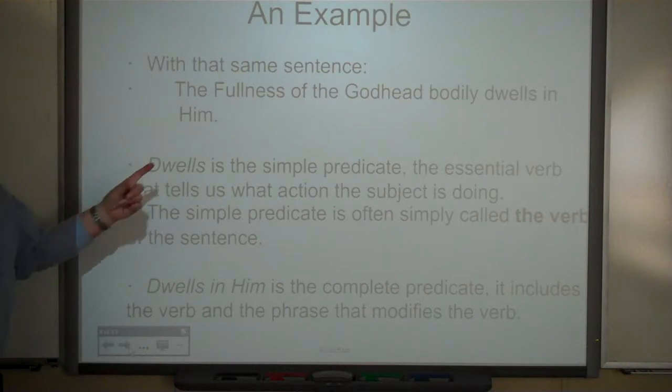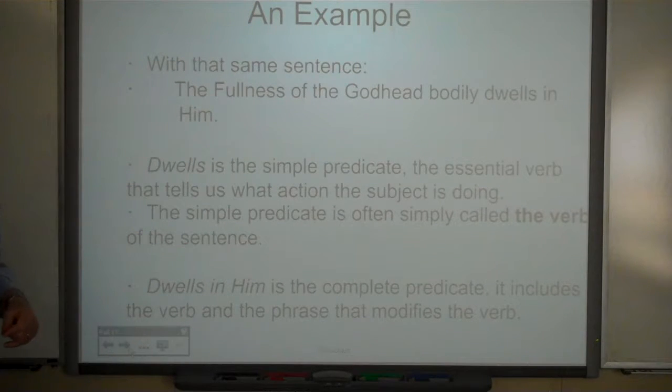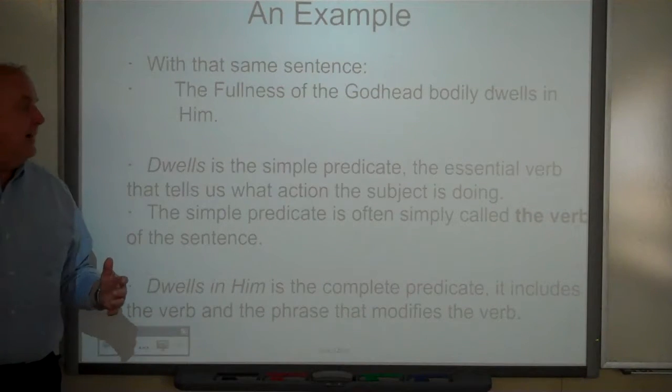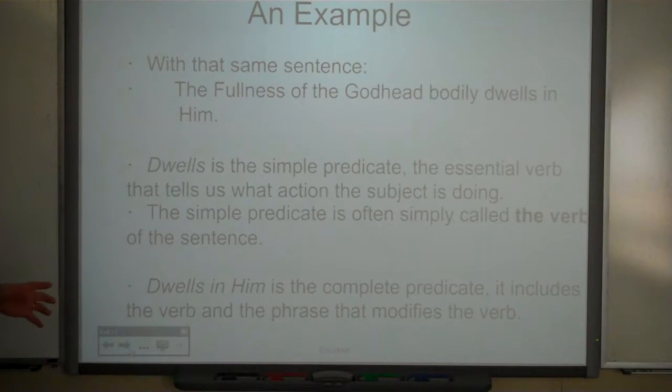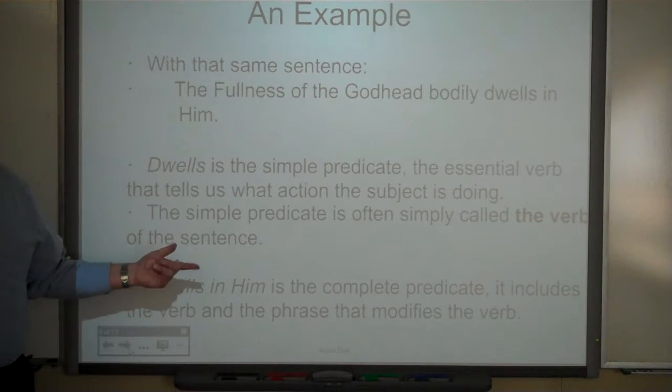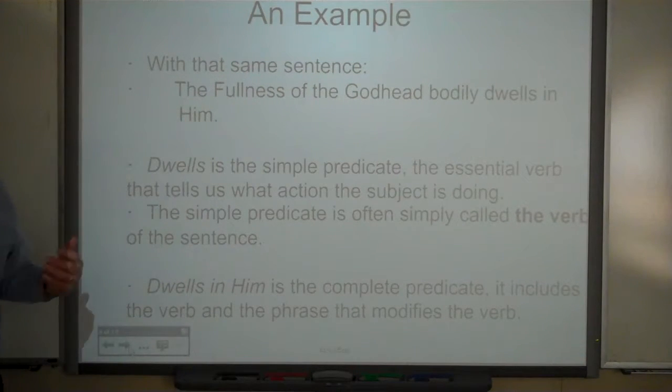Here's an example, same sentence. The fullness of the Godhead bodily dwells in him. Dwells is the simple predicate, the essential verb that tells us what action the subject is doing. In this case, it's an action that's doing something. The simple predicate is often simply called the verb of the sentence. Dwells in him is the complete predicate. It includes the verb and the phrase that modifies the verb. In this case, in him answers the question where. Where does it dwell? Okay, in him. So it modifies the verb.